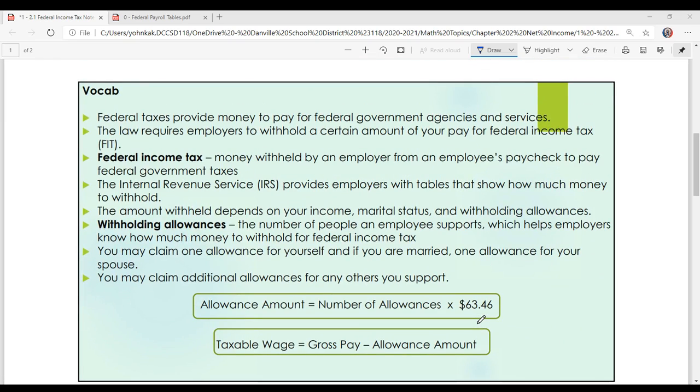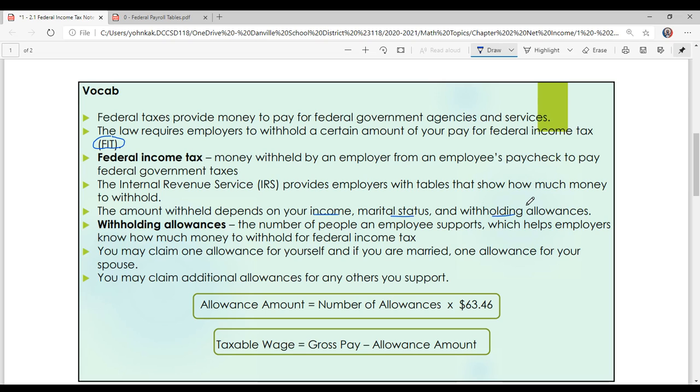Federal taxes provide money to pay for federal government agencies and services. The law requires employers to withhold a certain amount of your pay for federal income tax. We're going to use FIT as an abbreviation for federal income tax. Money withheld by an employer from an employee's paycheck to pay federal government taxes is called federal income tax. The Internal Revenue Service, or IRS, provides employers with tables that show how much money to withhold. The amount withheld depends on your income, marital status, and withholding allowances.